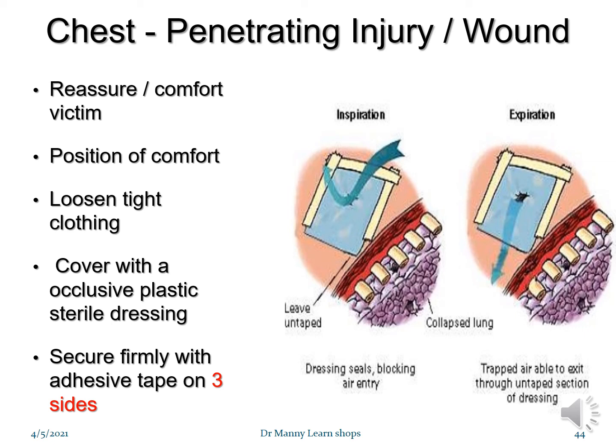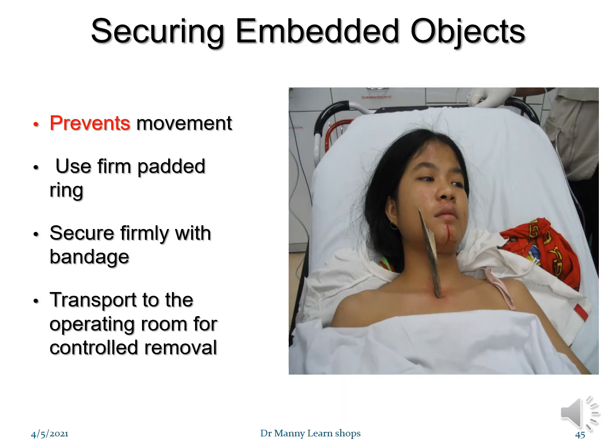So any trapped air inside the chest can come out, and this will stop the lung from being collapsed even further. But this is only used for a penetrating chest injury which is open to the atmosphere or open to the external environment. What happens now if you've got something embedded and you don't want it to move? Well, this is called securing embedded objects.